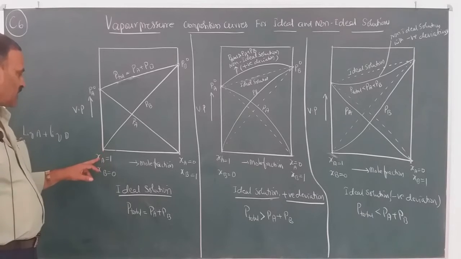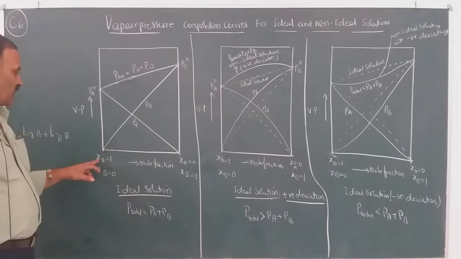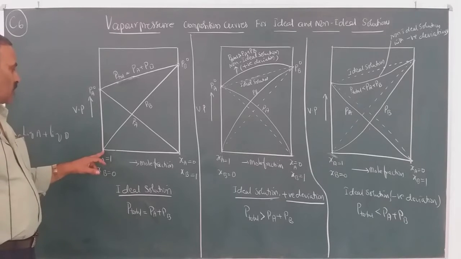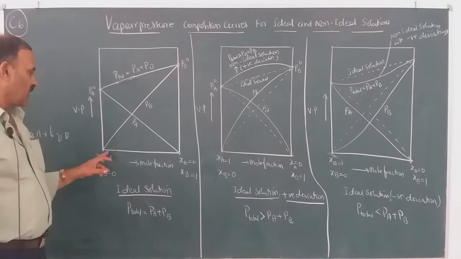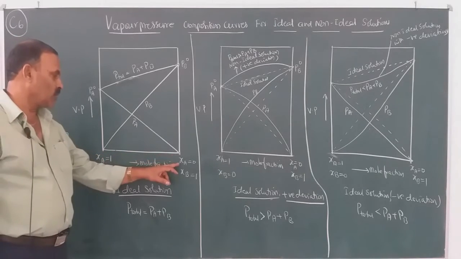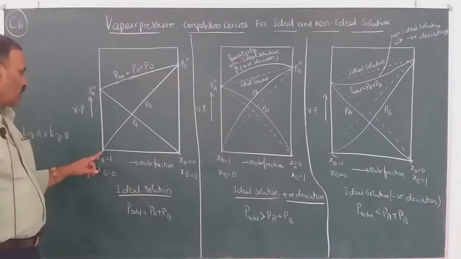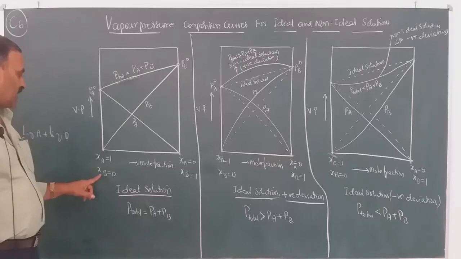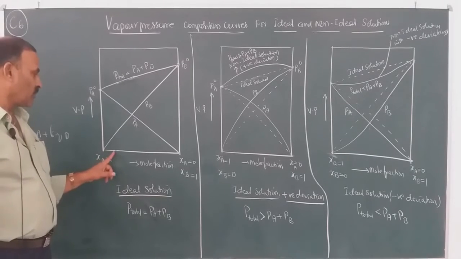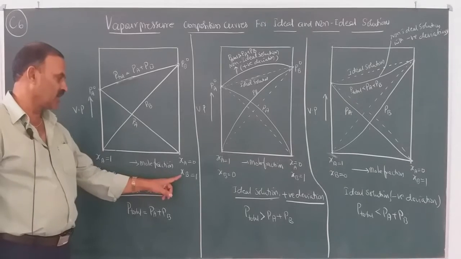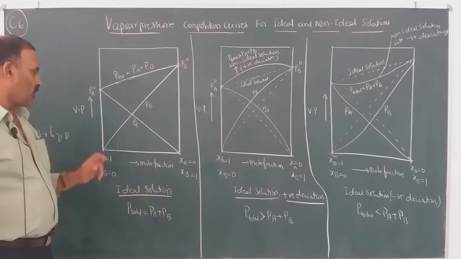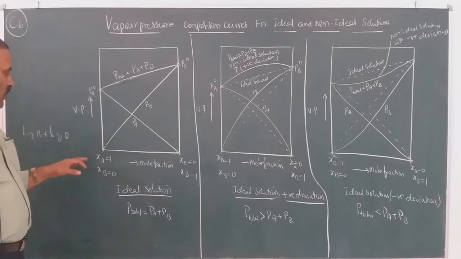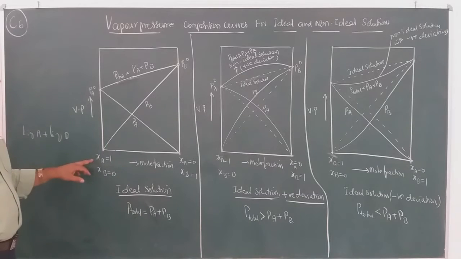This point represents XA, that is the mole fraction of A is 1 here. As we move from left to right, the mole fraction of liquid A goes on decreasing. At this point the mole fraction of A is 0. Here the mole fraction of B, XB, is equal to 0, and as we move from left to right, the mole fraction goes on increasing. At this point the mole fraction of B is 1. That means at any point, the mole fractions of a solution satisfy XA plus XB is equal to 1.